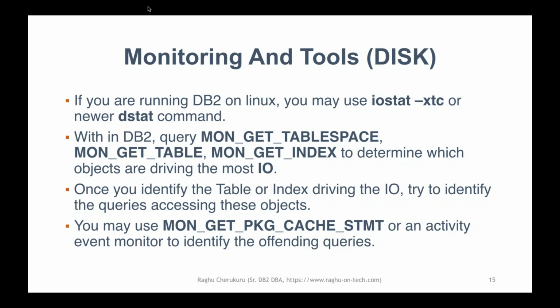Check it out if you haven't checked it out. Within DB2, to specifically troubleshoot the I/O issues, MON_GET_TABLESPACE, MON_GET_TABLE, and MON_GET_INDEX are great friends. Once you identify those tables and indexes driving the I/O, you can identify which tables reside there, and then you can query MON_GET_PKG_CACHE_STMT, or even activate an activity event monitor, and try to find the queries that are accessing that specific table.